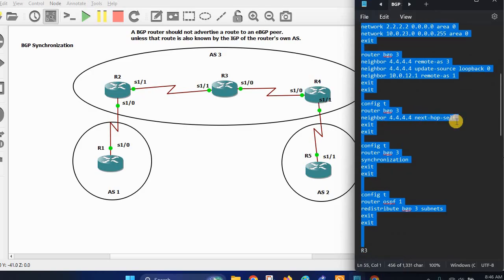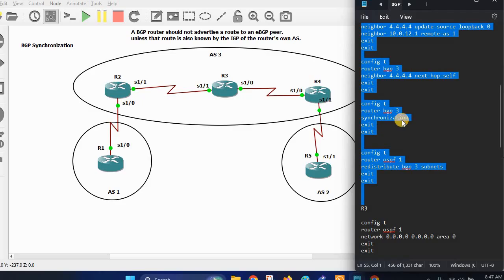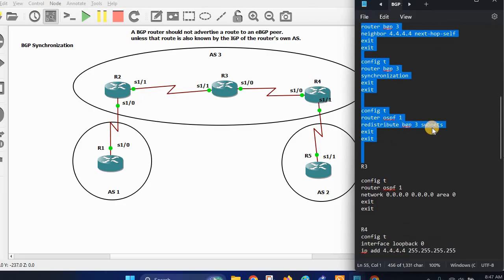After that we configure next-hop-self, because when R4 receives the eBGP update, it changes the next hop IP address to its own IP address. After that we enable synchronization. After enabling synchronization, R1 and R5 do not receive any BGP update. After that we disable the synchronization. Then we redistribute BGP into OSPF, because otherwise OSPF R3 doesn't know about the R1 and R5 networks, so it will drop the packets.